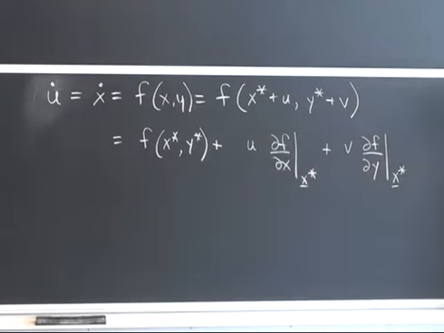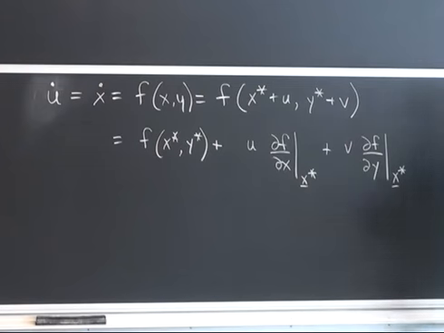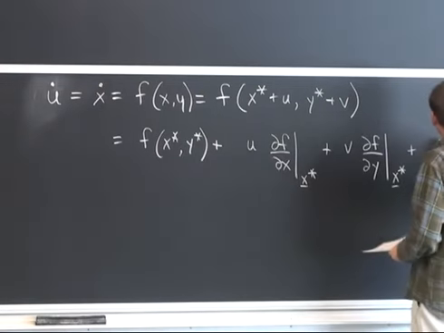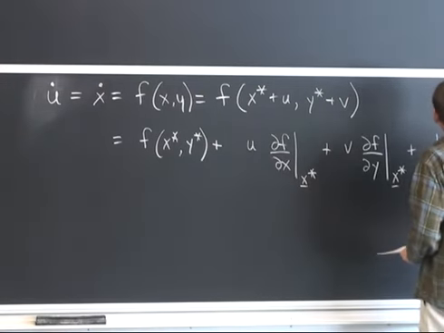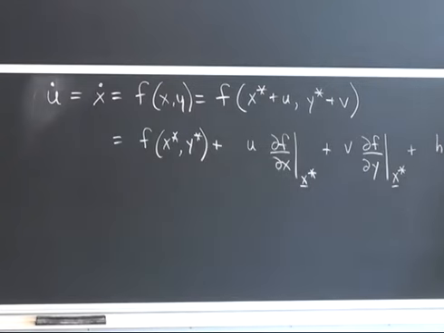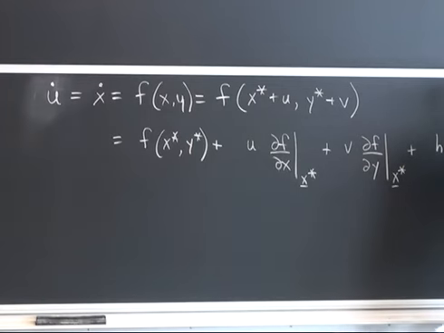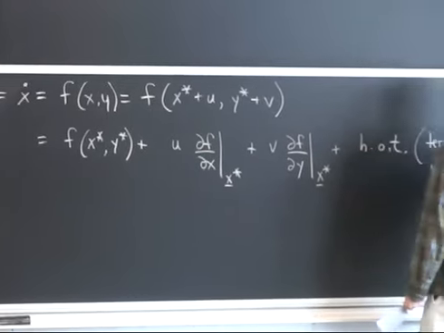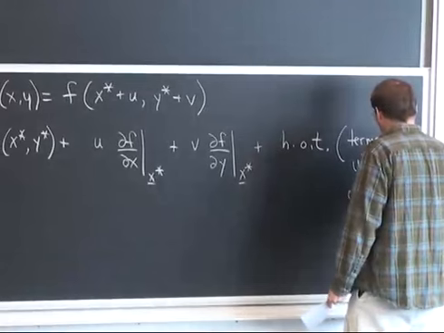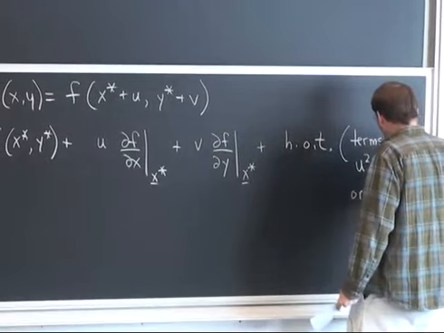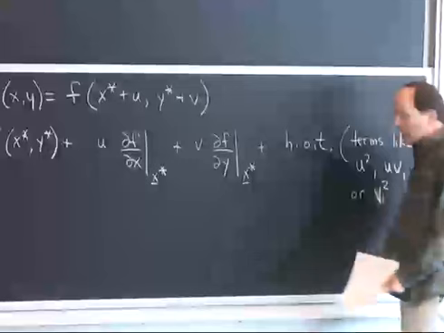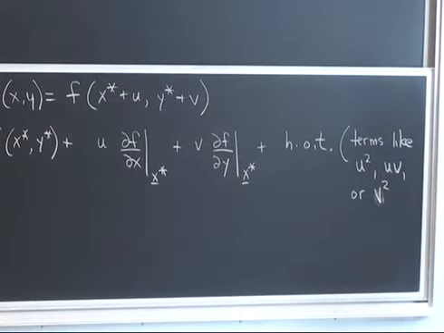And then assuming that this f is smooth enough, I could keep going and expand the whole thing in a Taylor series. So there will be higher order terms, which I'll just write as HOT. That's not hot. That just means higher order terms. So these are terms that would look like things like u squared or uv or v squared. These would be quadratically higher order terms. And you could imagine cubically higher order terms like u cubed and so on.